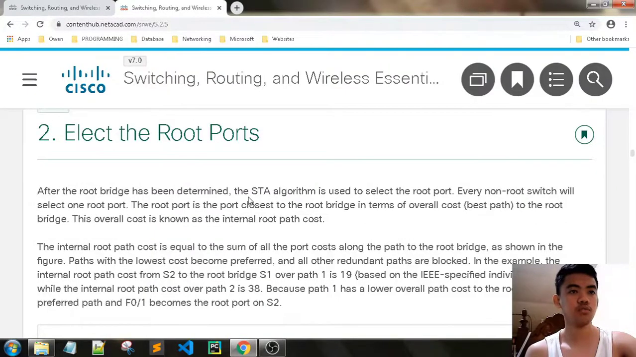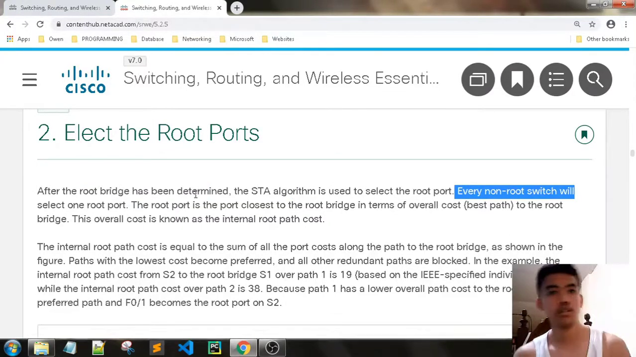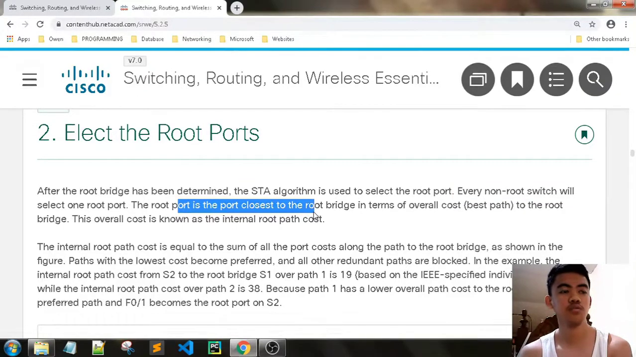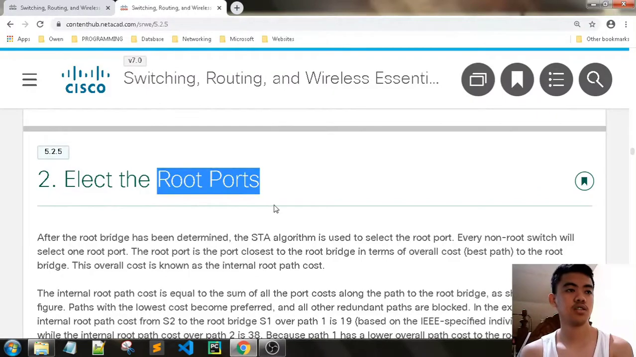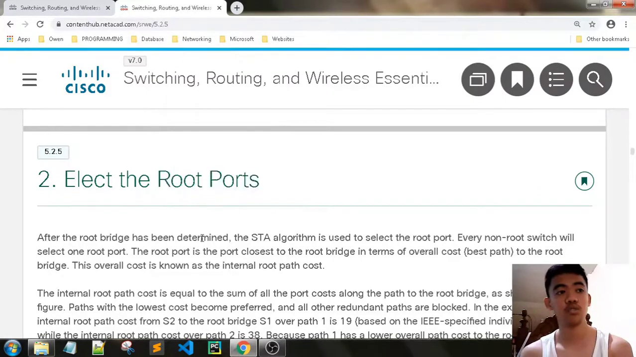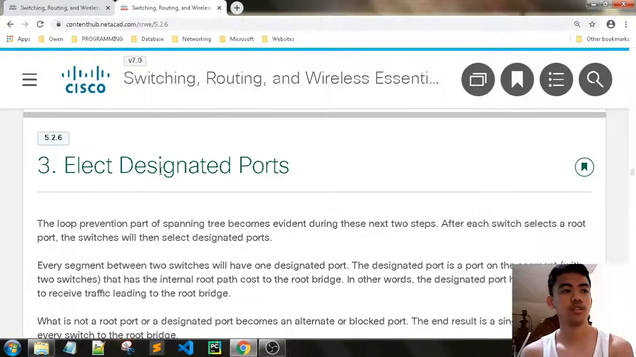So, elect the root ports. After the root bridge, we need to select the root port. Every non-root switch will select the root port. The root port is the port closest to the root bridge in terms of overall cost, the best path to the root bridge. After electing the root ports, we also need to elect the designated ports.